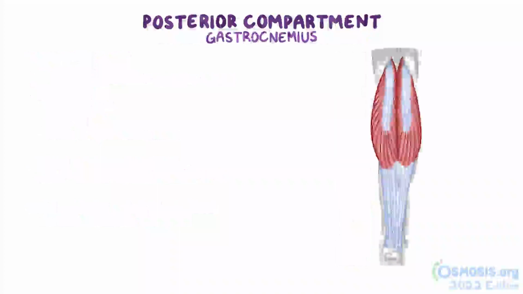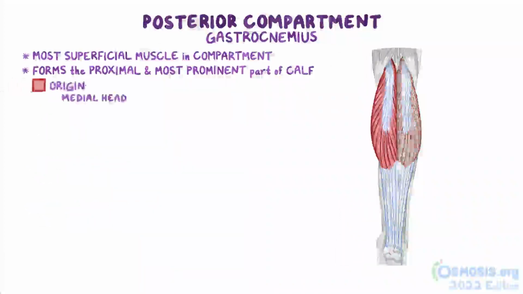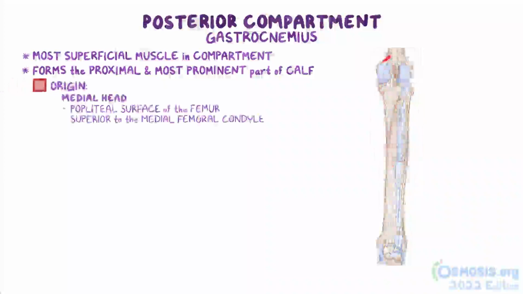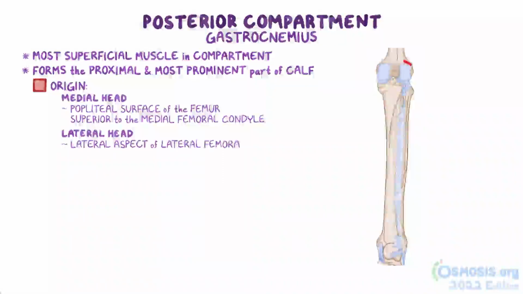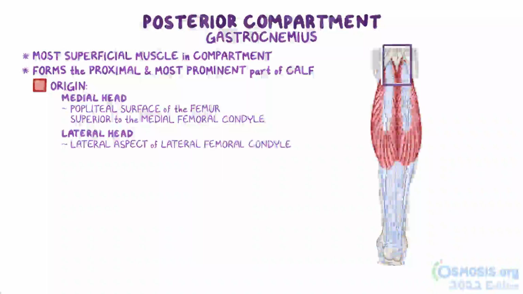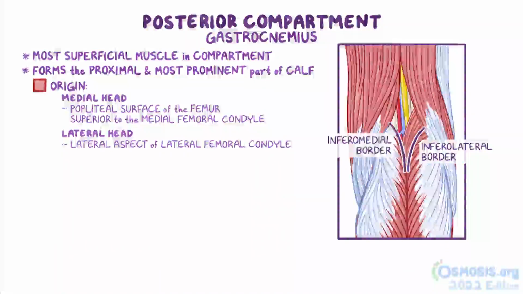The gastrocnemius is the most superficial muscle in the posterior compartment and forms the proximal and most prominent part of the calf. It has a medial head, which originates from the popliteal surface of the femur superior to the medial femoral condyle, and a lateral head, which originates from the lateral aspect of the lateral femoral condyle. As the muscle descends, its fibers converge at the inferior margin of the popliteal fossa, for which they form the inferolateral border and inferomedial border.